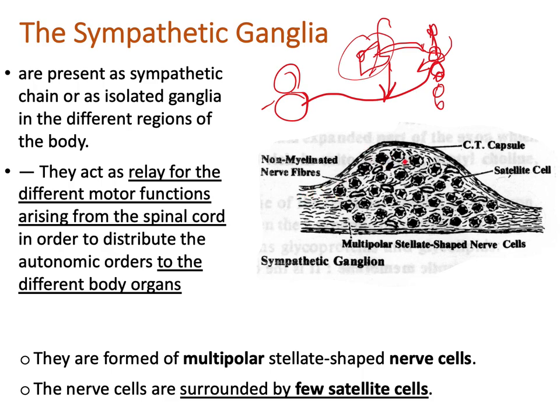And what about the type of neurons there? The type of neurons, it is multipolar, multipolar stellate shaped nerve cells. It's like a star shape, right? It's like a star shape. It's multipolar cells.